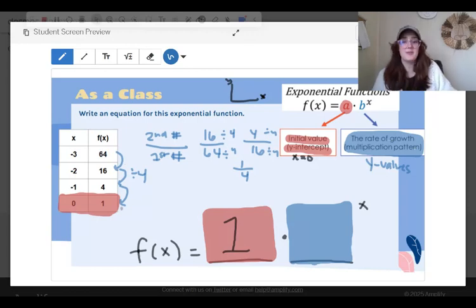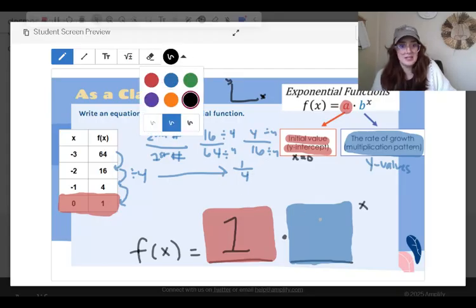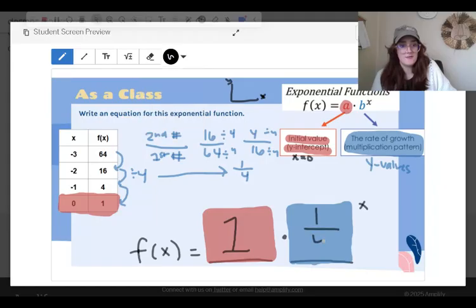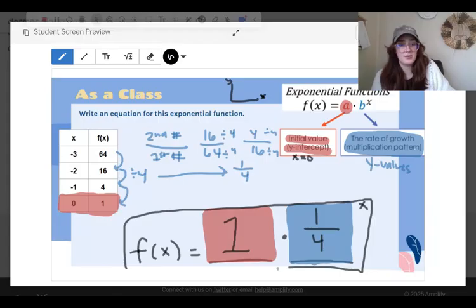We saw that from our pattern, but in order to write that, we have to write it as a fraction, 1/4. All right, and we'll write that in. 1/4. And that's it. This is our formula, our equation.